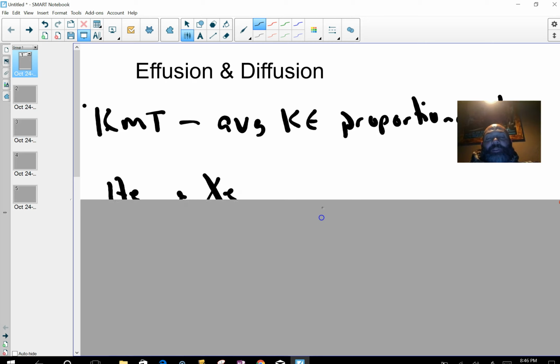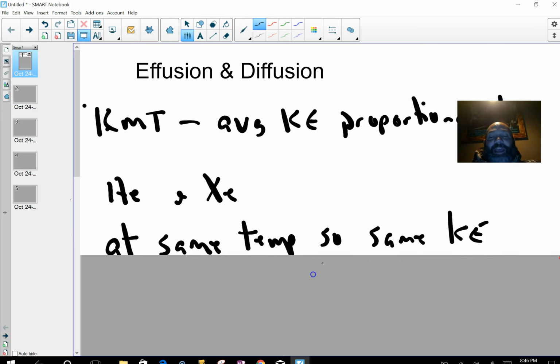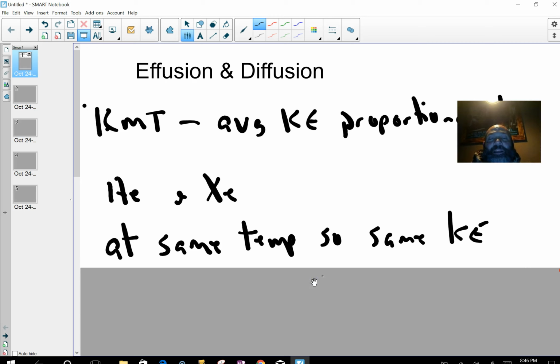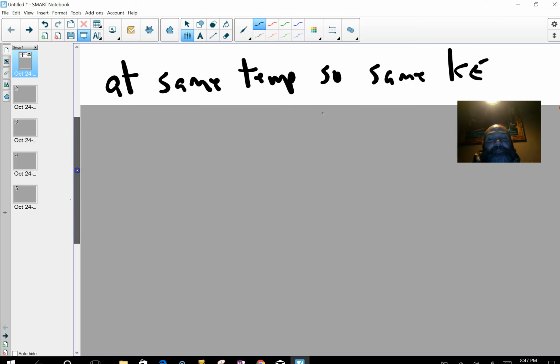What happens if we take two substances, two gases, for example, like helium and xenon, and let's say we have them both at the same temperature? If they're at the same temperature, the only thing that temperature measures is average kinetic energy, so they're going to have the same kinetic energy. What's going to happen in terms of the particle movement in this case?